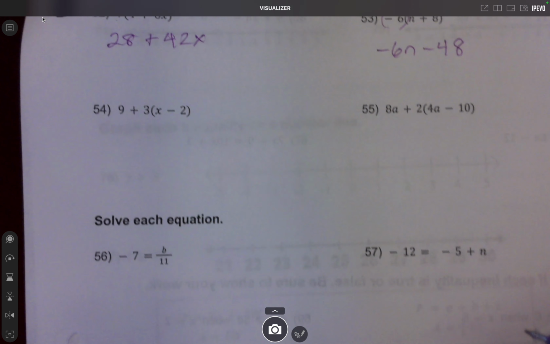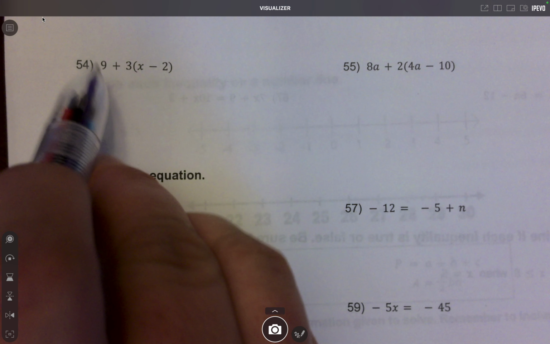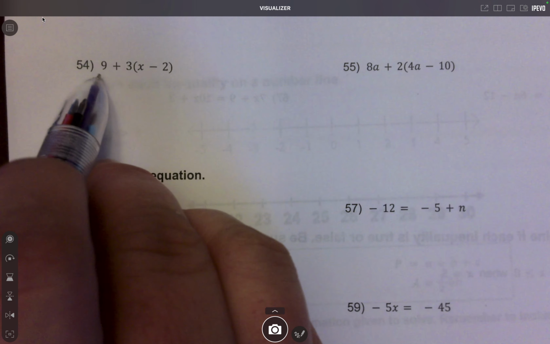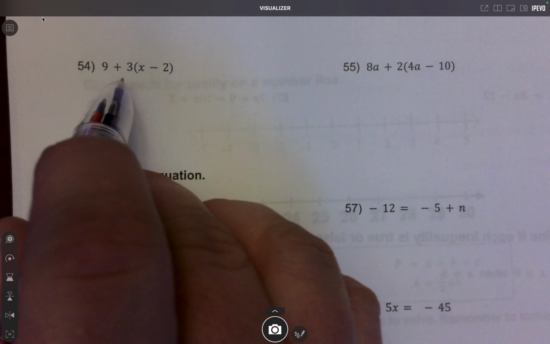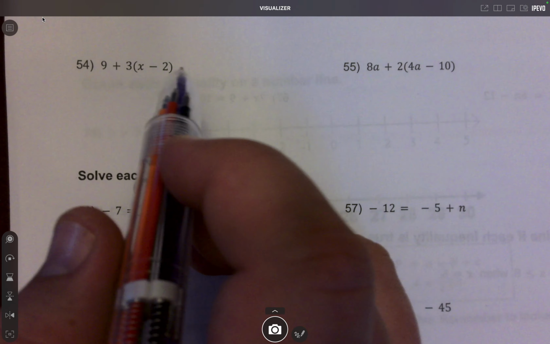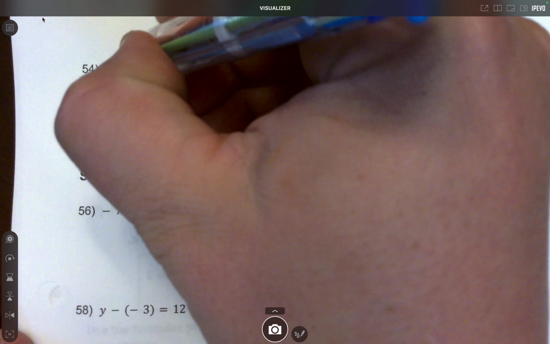Now on 54 and 55, we do need to distribute, and you need to do that first because we're still following the order of operations. So do not try to add 9 and 3 first. That will give you the wrong answer because distributing is just a form of multiplying. And as you know, with PEMDAS, multiplying comes before adding. So we've got to do the distribution because that's multiplying first.